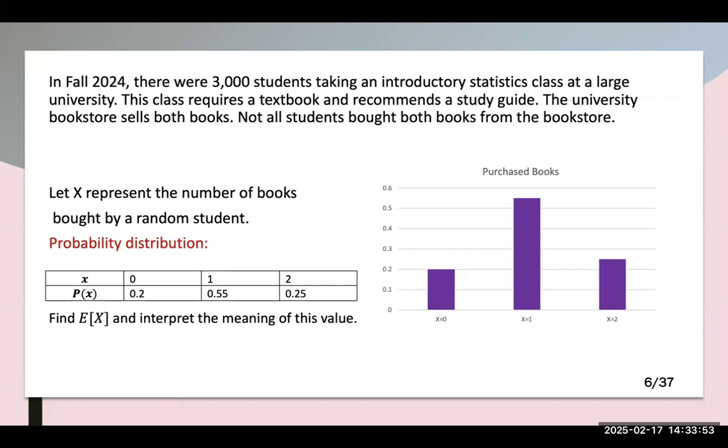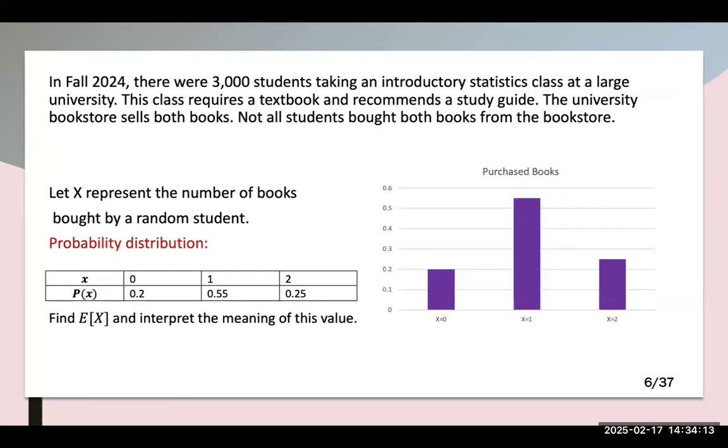You can't buy no books and also buy a book. So these are disjoint events, 0, 1, and 2. And all of the probabilities are between 0 and 1. Those were the 3 rules for a probability distribution. Now let's find the expected value of X and interpret its meaning.